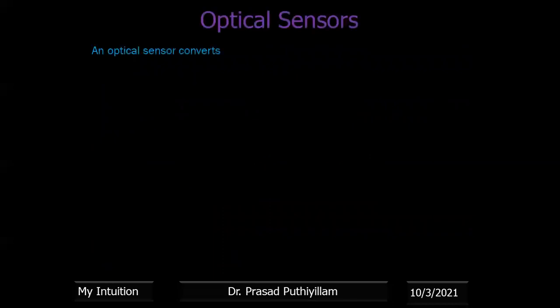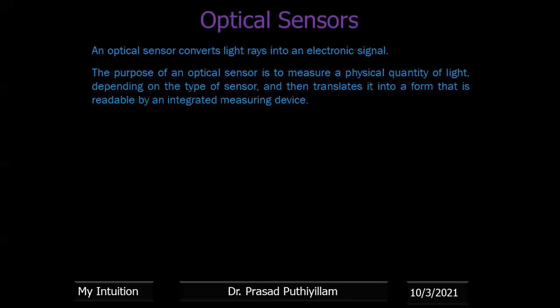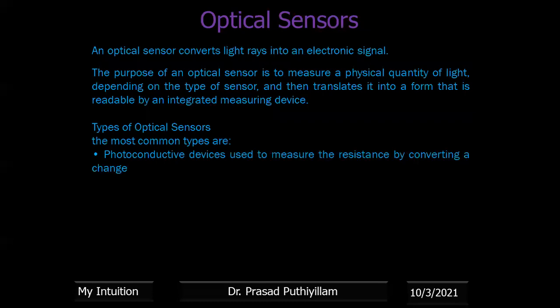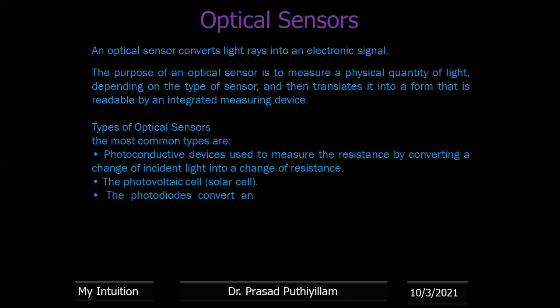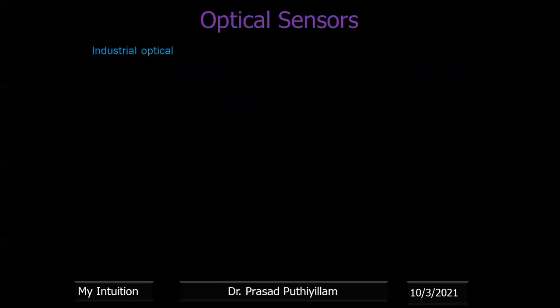Now, optical sensors. Optical means related to light. It converts light rays into an electronic signal. It is used to measure the physical quantity of light and, depending on the type of sensor, translate it into a form that is readable or which can be displayed. Types of optical sensors include photoconductive devices, a photovoltaic cell, or we call it a solar cell, a photodiode, and a phototransistor. These are all the common types of optical sensors we use.